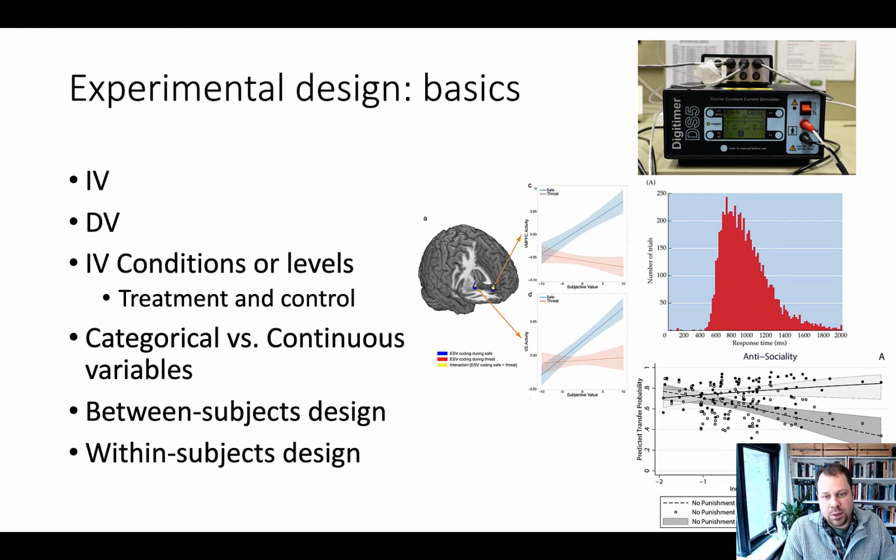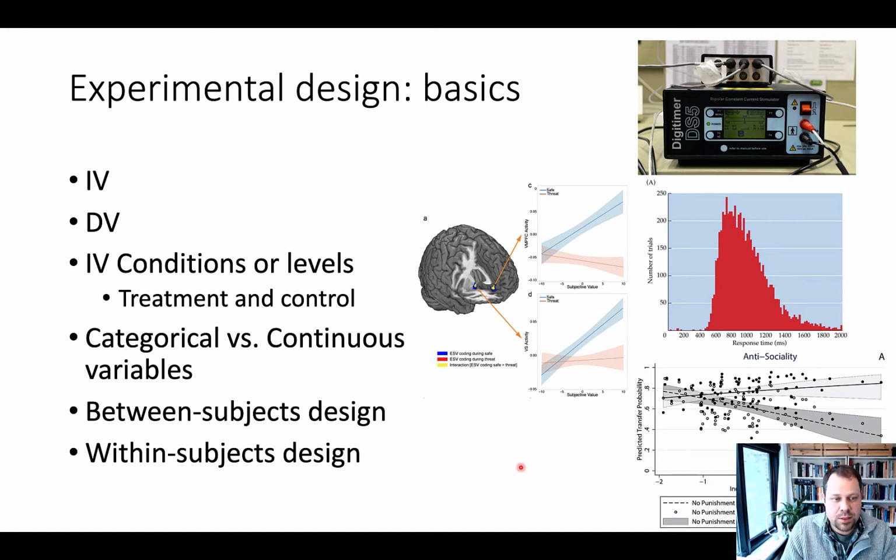Or a continuous variable here is, for instance, the anti-sociality factor, the scores that people have across different ranges. That gives us a range of scores that are possible and that are continuous, and basically allow us to run regressions on these, right? To have these types of correlations here. Then we have different types of designs.